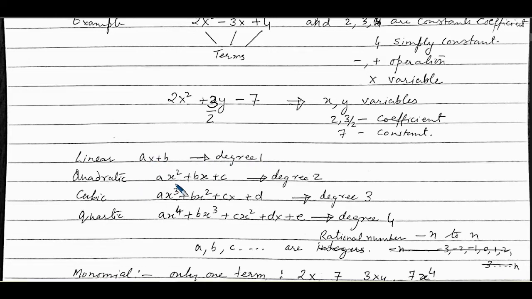Or you can have a quadratic, that is x to the power 2, or you call it degree 2. Or you can have a cubic polynomial, that is x to the power 3, so you call it degree 3. Or you can have a quartic polynomial, with x to the power 4, and you call it degree 4. And these coefficients a, b, c are rational numbers from anywhere minus n to plus n. And n can be small or big or whatever.